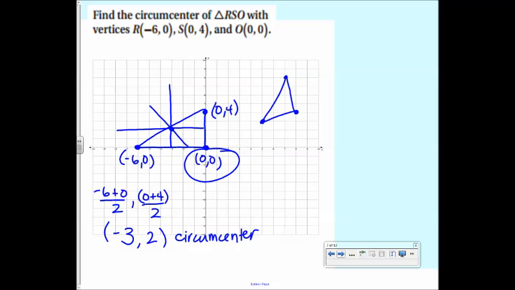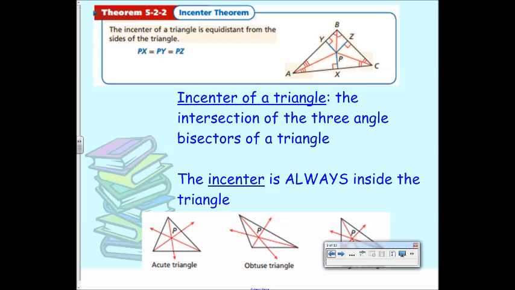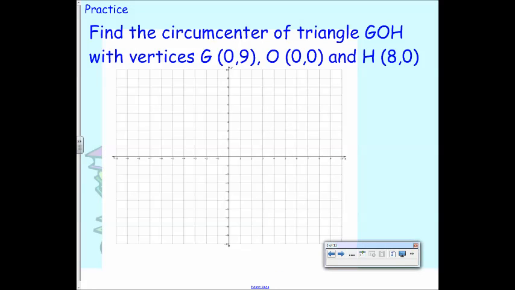Okay. All right. So at your boards, I want you to find the circumcenter of this triangle.